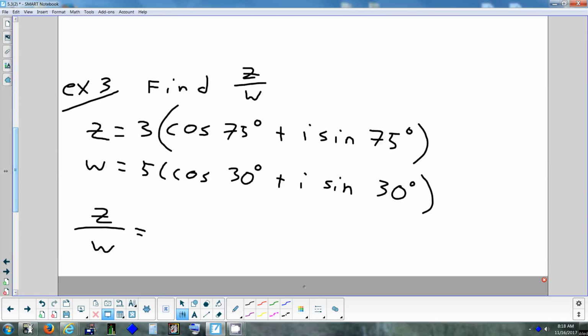Okay, let's start with our radius. Connor, what would my radius be when I divide those? 3 over 5. Yeah, we don't have to change it to a decimal. Just leave it as 3 over 5. So 3/5 cosine. And Robin, what would my angle be when I divide those two numbers? Specifically, Z divided by W. Sorry, what would my angle be? That would be 75 minus 30, right? That might have been mental math.